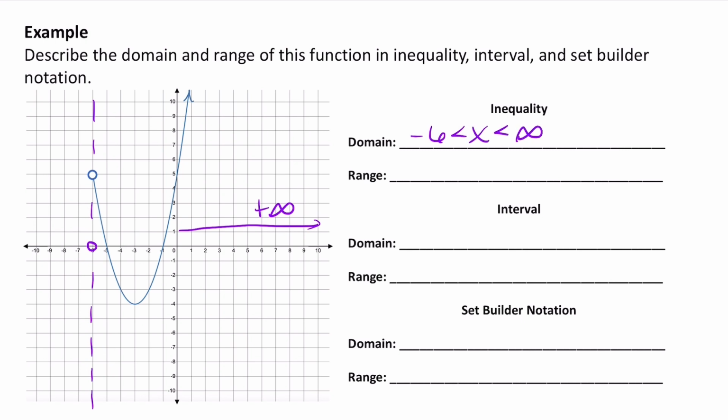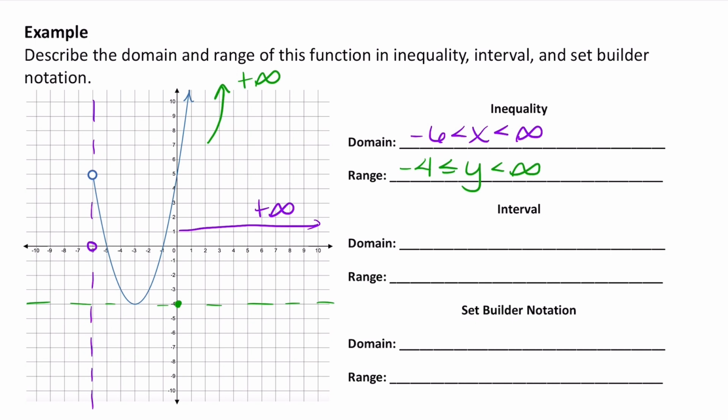Now let's talk about the range. So the lowest point of this function is here at negative 4. And that curve just passes through that point, so that's going to be included, right? I have no hole there. And then in the upper direction, well, it just keeps going up to positive infinity. So I'm going to say that the range goes from negative 4, and that's going to be less than or equal to y, and then it's going to head to positive infinity.